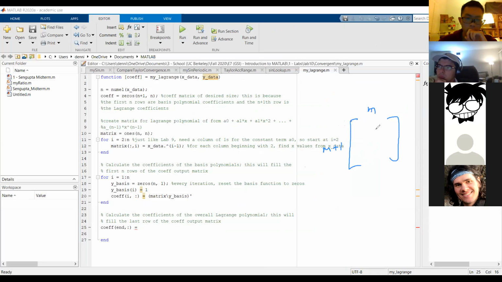x data, isn't it? Isn't it the size of the polynomial? Well, let's see. No, m, no, and there's n. Yeah, let me check which one's which. So the output says the first row is basis polynomial. The last row is a complete Lagrange polynomial. It's the number of data points. Okay.